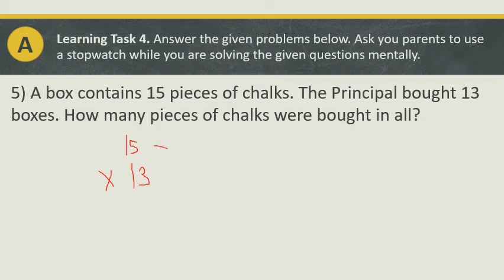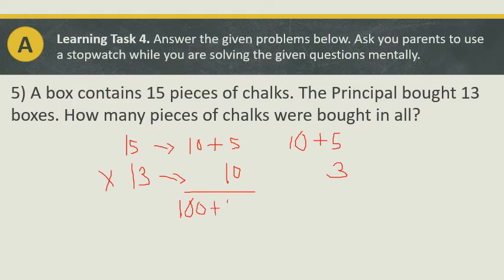So, ang 15 magiging 10 plus 5. Then, itong 13 natin magiging 10 at saka 3. So, copyin ulit natin nasa taas. 10 plus 5 ulit ito. Pag multiply natin, 10 times 10 is 100. Ang 5 times 10 ay 50. Sa kabila naman, we have 10 times 3 ay 30. Ang 5 times 3 ay 15.